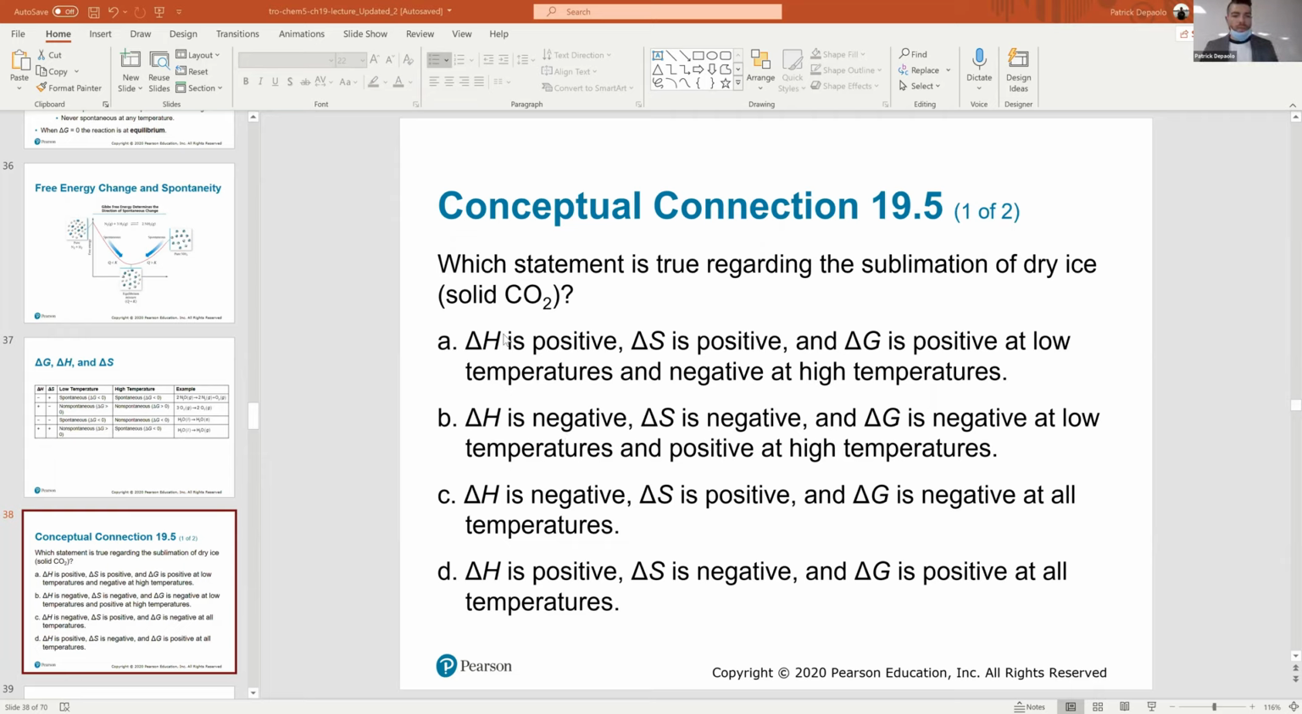It's going to be, well, H is positive, right? It's going to be endothermic because you're gaining energy. You're going from solid, low energy, to gas, high energy. So delta H is going to be positive. What that means is we can already cancel out half of our answers. So the answer is either A or D.